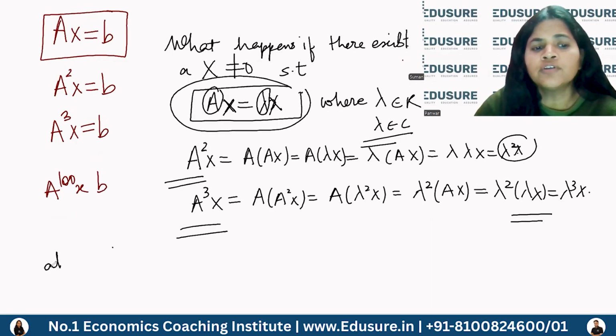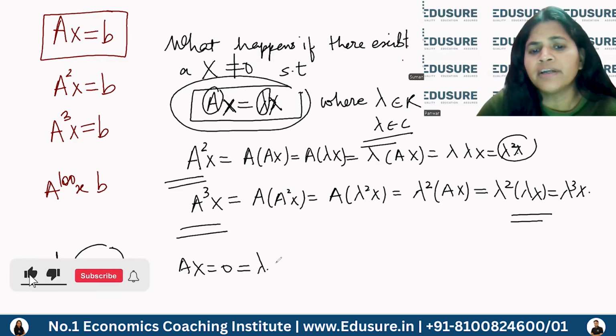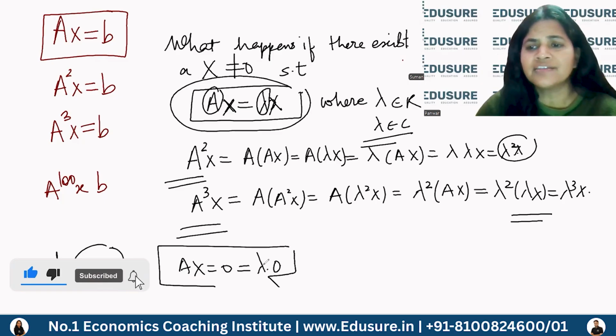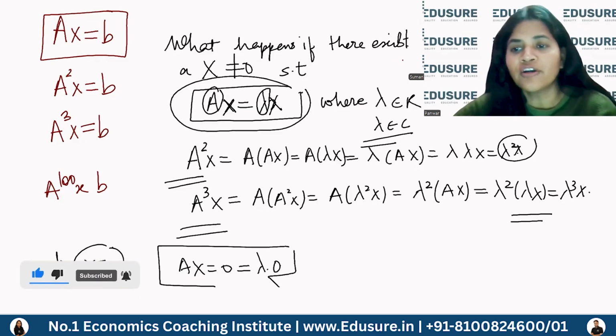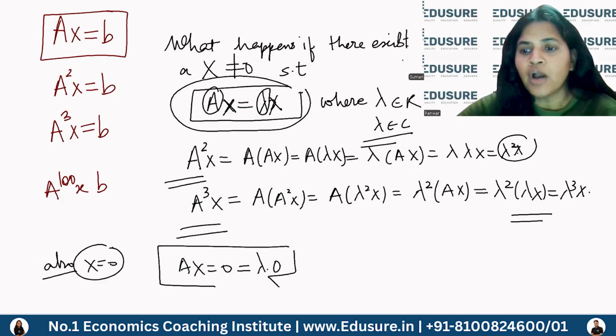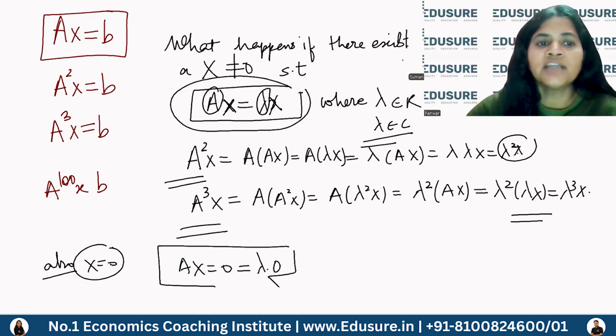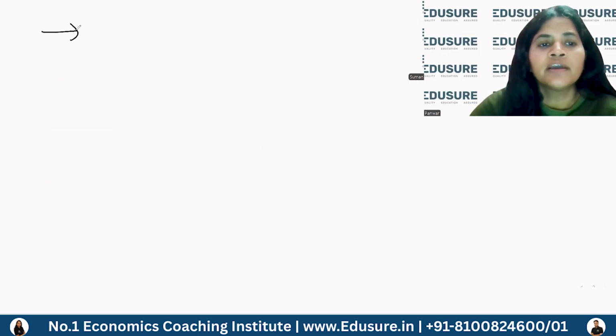Also note that if x is equal to 0, then Ax is equal to 0, which is equal to lambda times 0. So it is not actually helping us if x is equal to 0. We are more interested in x not equal to 0. So now let us start with the official definition.